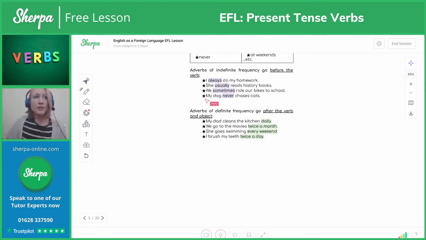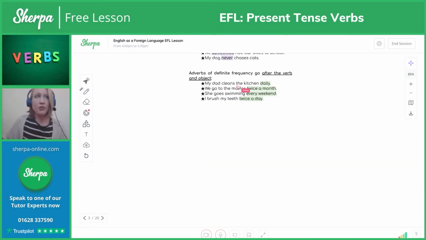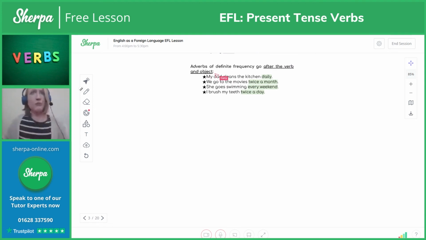Last one, which is actually untrue of my dog. My dog never chases cats. Never is an adverb of indefinite frequency. It goes before the verb chases. So you try. My dog never chases cats. Okay, let's take a look at these adverbs in the right-hand column. Adverbs of definite frequency go after the verb and object, so slightly different.